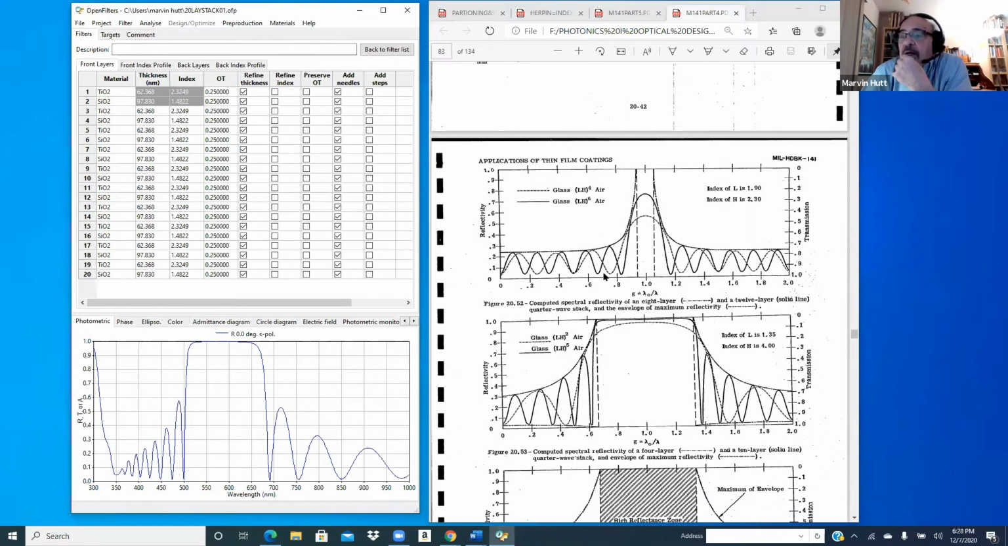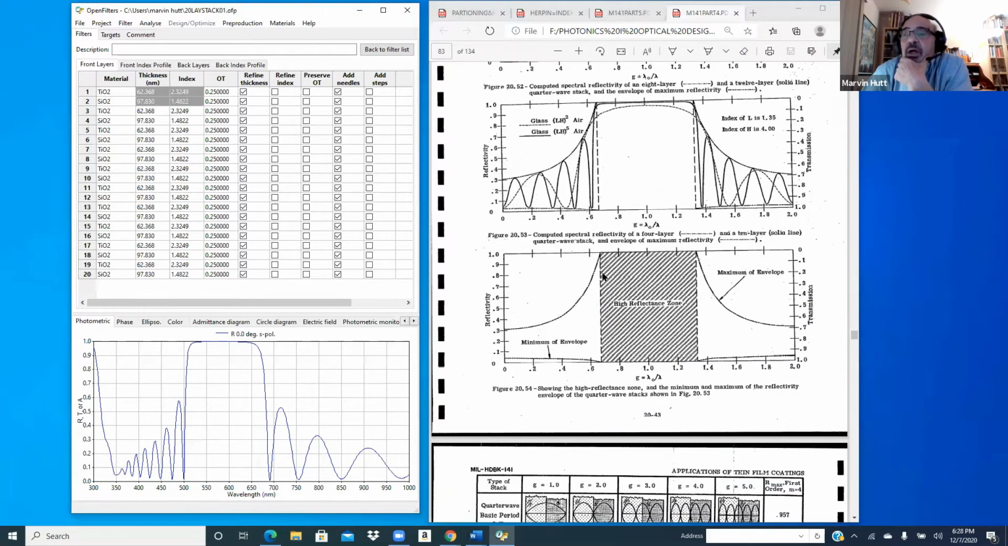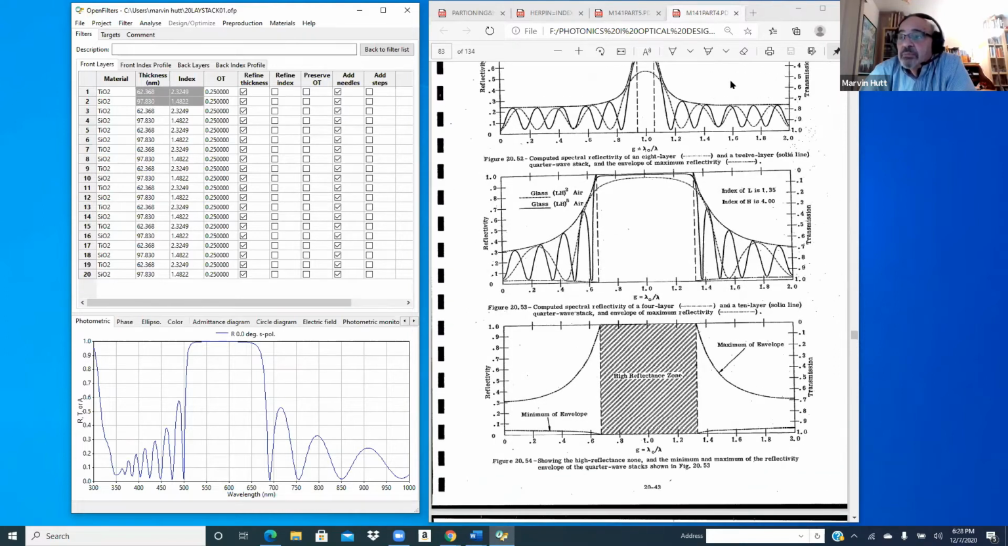But what happens is that I want you to understand that we can look at this film here, at this stack, and you don't see it on here, but if I had a trace, if I had an envelope that went all the way up to here, across, and all the way down, that's the maximum envelope, and this in here is called the high reflectance zone. This is your laser mirror, all right?